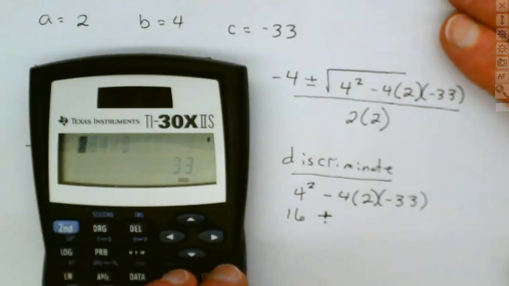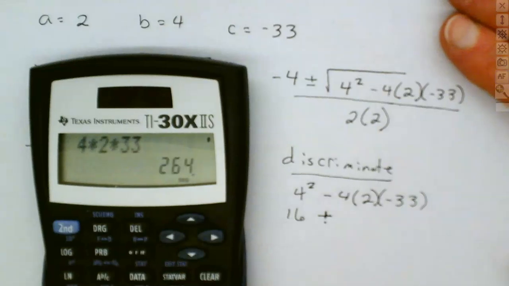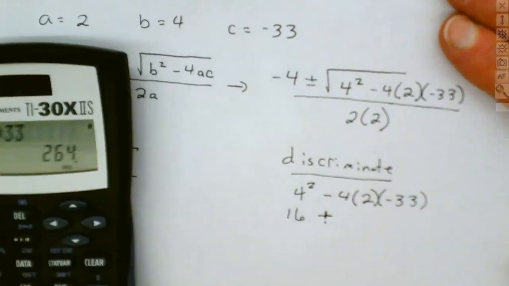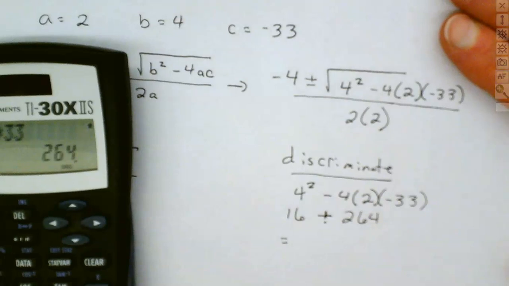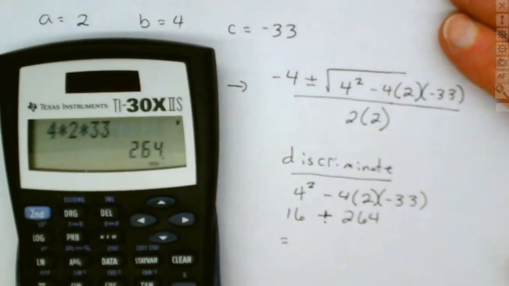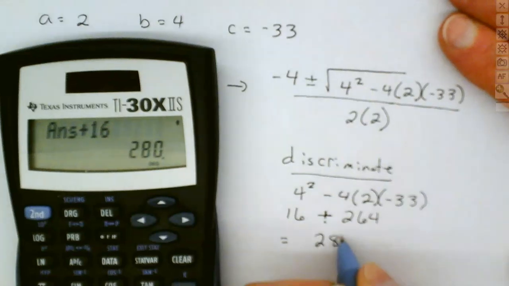Now we just multiply. So 4 times 2 times 33. Well, that's 264. And we'll go ahead and add our 16 to that. And that gives you 280.